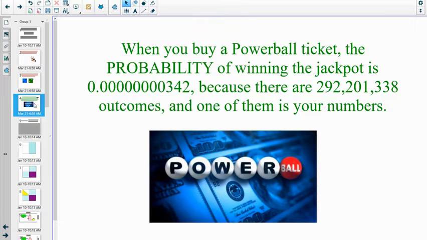If we play Powerball, the probability of winning a Powerball jackpot is very, very, very small. It's not very likely because there's millions and millions of possible outcomes, and only one of those outcomes is the one that matches your numbers. So in this case, we've got 1 divided by 292,201,338, and that's a very, very small number. Even though there's two outcomes, you win or you lose, there are millions of possibilities, and so the probability is the number of successes, only one, divided by the total number of possibilities.